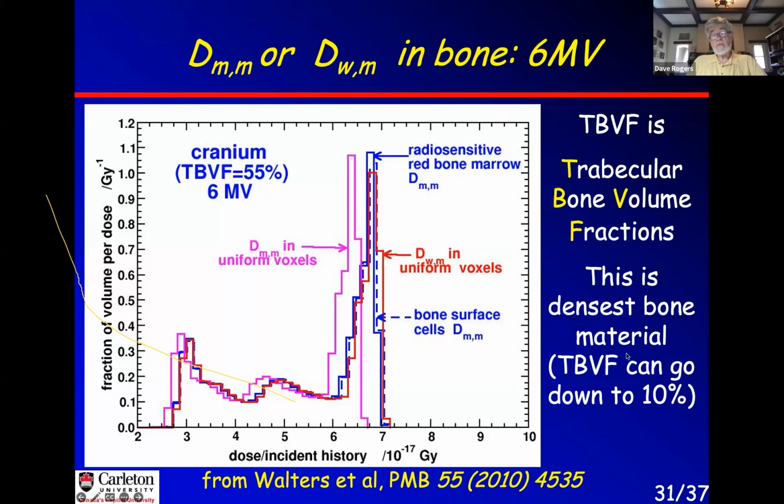And they also made the point that this was for the densest trabecular bone volume fractions that they studied. And as the density got less, it was, I think, 55% here, and it could go down to 10%. Then the distinction between these becomes smaller and smaller. So instead of being a 1.07 difference, it was 1.02 or something like that.